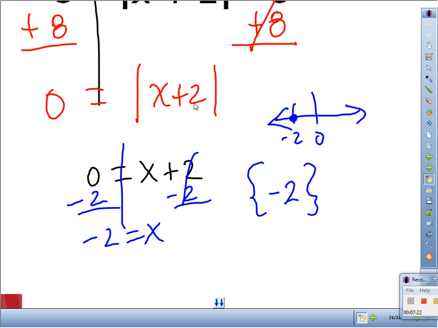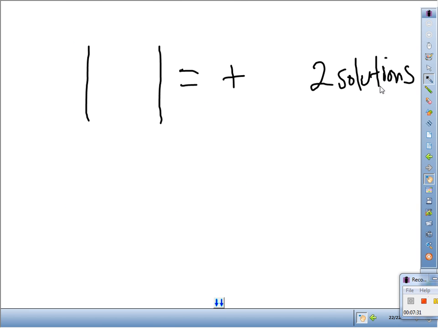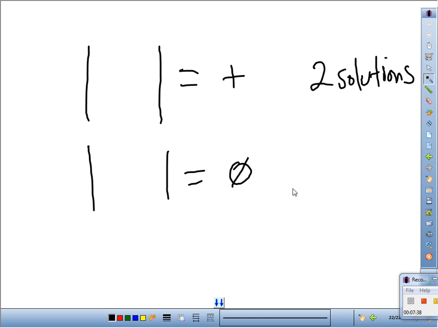We ended up with an absolute value equal to what? Zero. So let's see. When an absolute value equals a positive number, we get two solutions. When an absolute value equals zero, how many solutions? One. One solution. That is correct. Are we there so far? Okay.